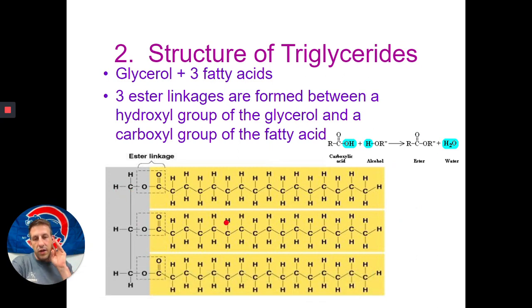So it's very similar to everything that we've talked about in terms of how these monomers are going to be put together into a polymer structure. We're using that condensation reaction again. All right, let's keep on trucking here.